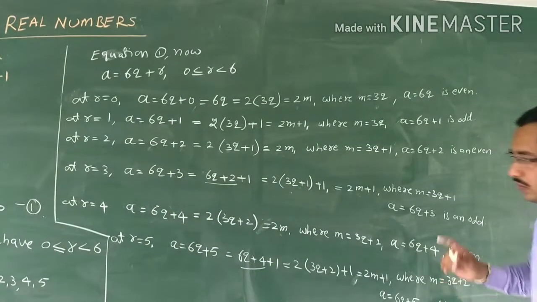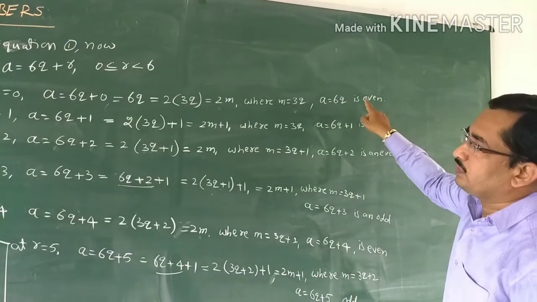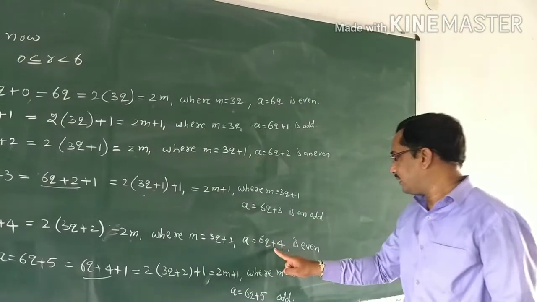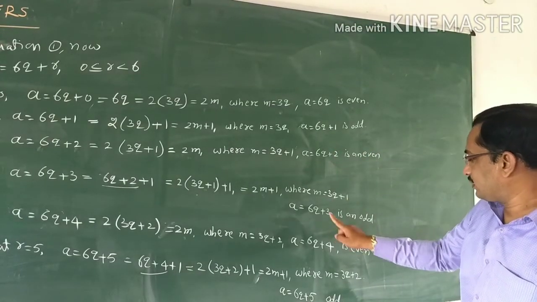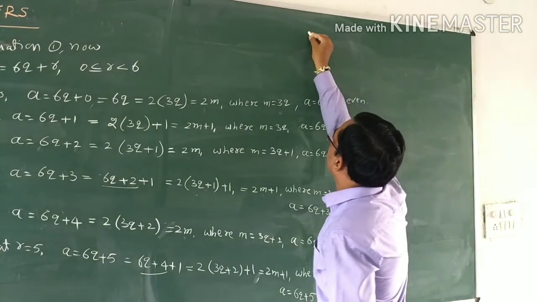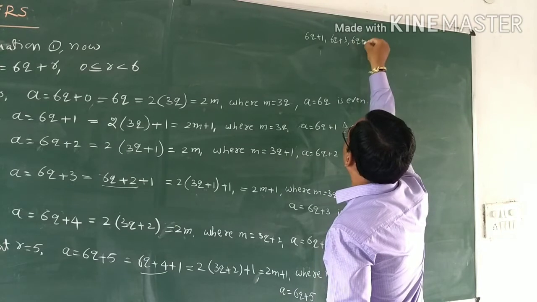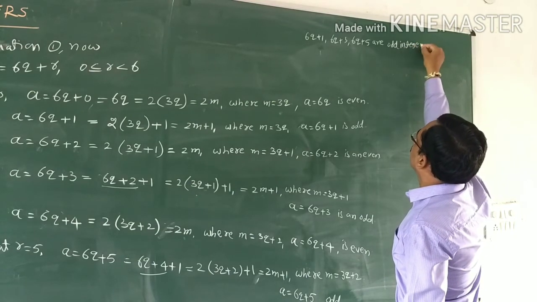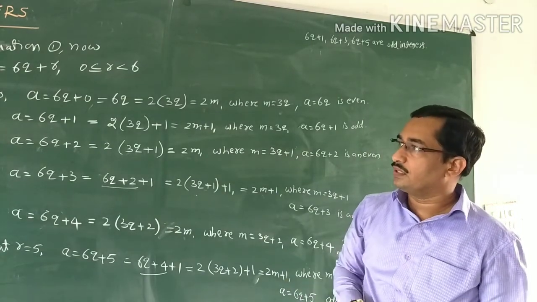Next, the last. If you observe, now what are the odd numbers? Now search. The first one, 6q is an even number, 6q plus 2 is an even number, 6q plus 4 is an even number. So what are the odd numbers? 6q plus 1, 6q plus 3, 6q plus 5 are the odd numbers. So the last, the conclusion: 6q plus 1, 6q plus 3, 6q plus 5 are odd. So we can represent in the form. Next video we will discuss the remaining problems.